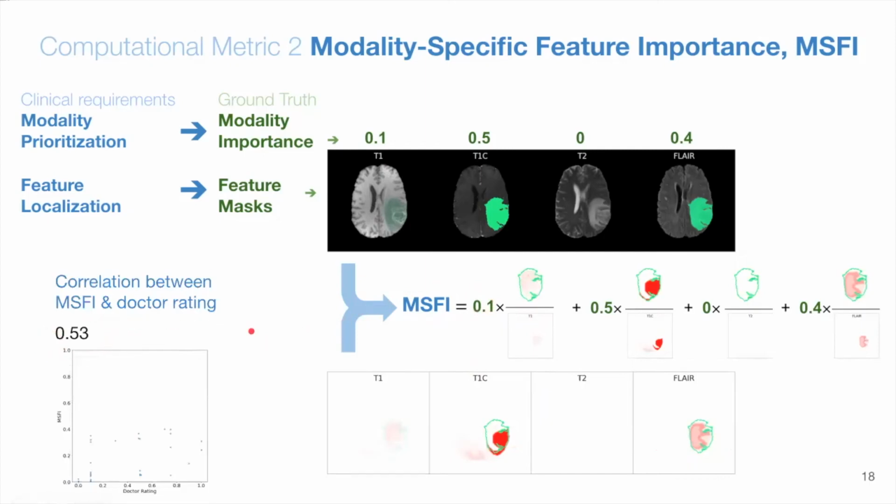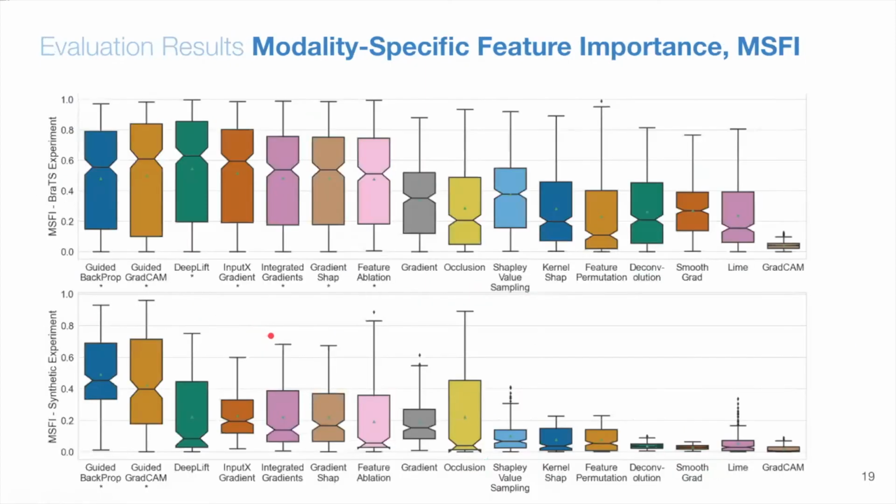For the MSFI evaluation results, we conducted experiments on 2 datasets. One is the breast dataset, which is from real patients, and the other is a synthetic dataset, where we have better control of the ground truth. The box plot shows the ranking of saliency map methods with respect to the MSFI metric. MSFI is in the range from 0 to 1, the higher the better. We can see that MSFI scores for most methods are in the lower to the middle range. Even for the best performing method, their MSFIs have a very large variation among individual data points. This indicates most saliency map methods are not specified to fulfill the clinical requirements on feature localization as well as modality prioritization. This is a summarizing table of all the evaluation results.